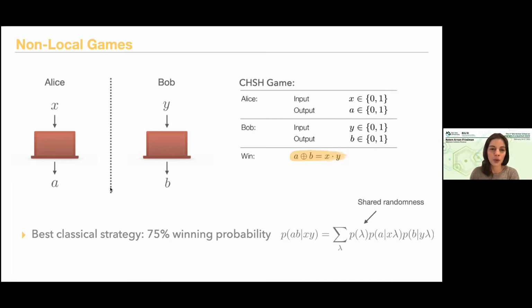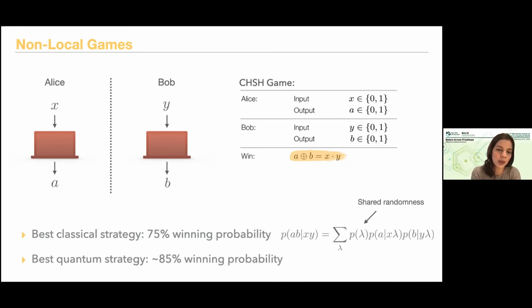And if you take a strategy where the devices always output 0 and 0, a deterministic strategy, then this gives you the 75% winning probability, and you can think about it a little bit and see that you can't do better classically. But it turns out that there is a quantum strategy where, in this case, the devices, before they start playing the game, share an EPR state.